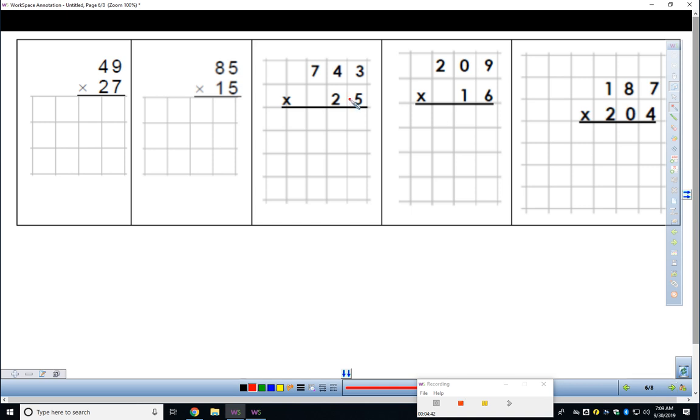So, here we go. 5 times 3 is 15. Carry the 1. 5 times 4 is 20, plus 1 is 21. 5 times 7 is 35, plus 2 is 37.